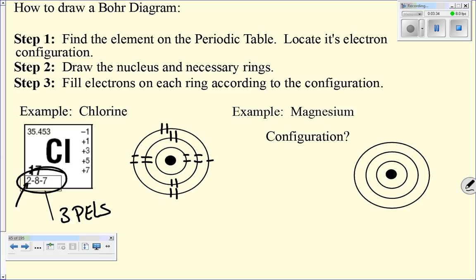If you look at magnesium, if you find magnesium's configuration, 2, 8, 2, we've got 3 rings again, nucleus in the center, 1, 2, 1, 2, 3, 4, 5, 6, 7, 8, and 1, 2. These are pretty straightforward. They're not hard to do. What's important is just to remember the difference between a Bohr or a Lewis dot diagram that can be a little bit confusing sometimes.